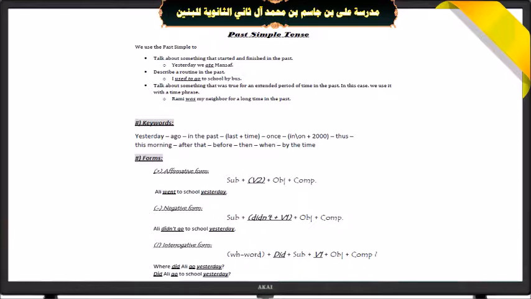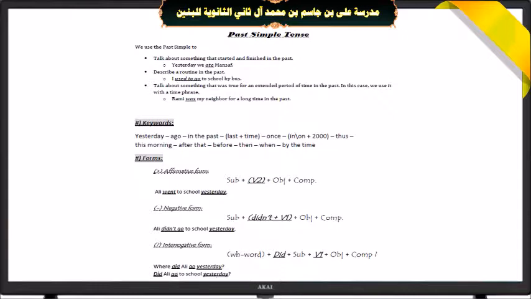What about the forms of the past simple? Actually, we can form the past simple in three ways. In the affirmative form, after the subject we have to use verb two, whether it is regular or irregular: regular with ed, irregular without ed. For example, Ali went to school yesterday. Here we have the indicator yesterday and the verb is went.